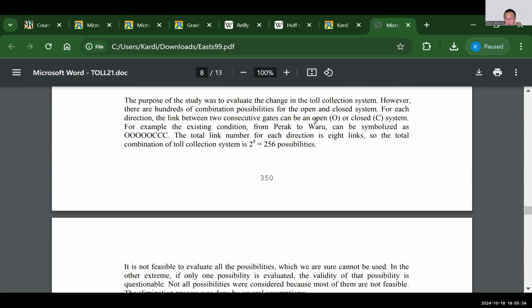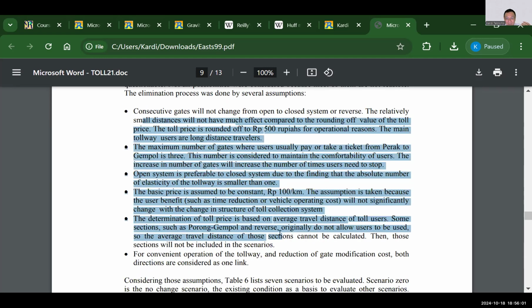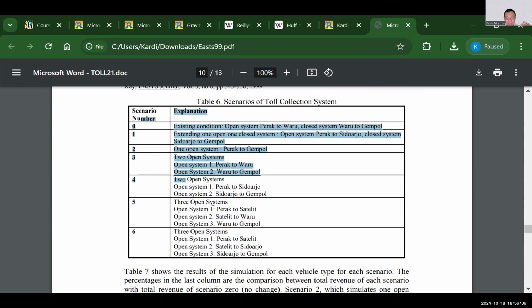We can put each gate as open or closed, so in that case, binary. Because there are 8 gates, in this case we have 2 to the power of 8, which is 256 possibilities. But not all of these are actually used. So in that case, we reduce the number of scenarios based on these assumptions. And finally, we were able to generate 6 scenarios. These are the scenarios agreed by all the authorities.